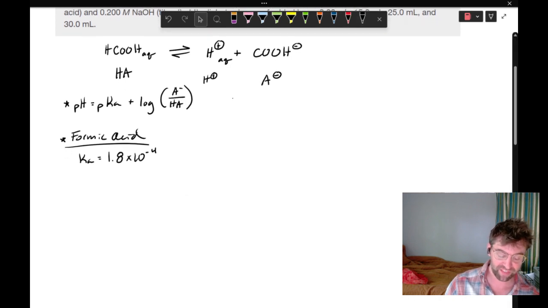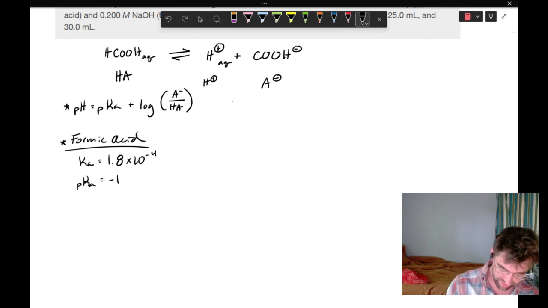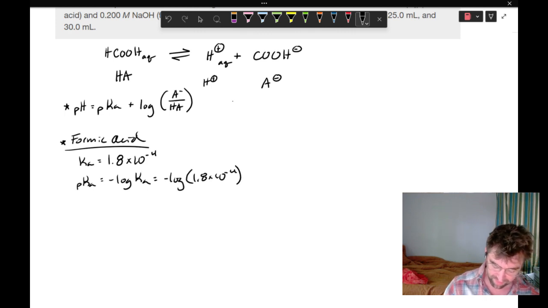Now, from this value, we can determine a lot of other important values. This should be review. We have pKa equals negative log Ka, so that'll be negative log 1.8 times 10 to the negative 4. Plug that into your calculator, and you should get 3.74. That is your pKa.